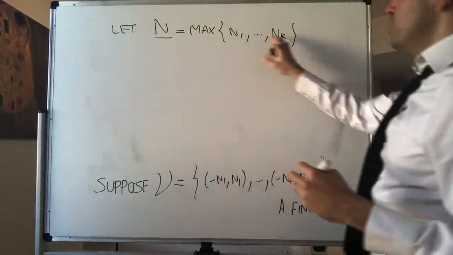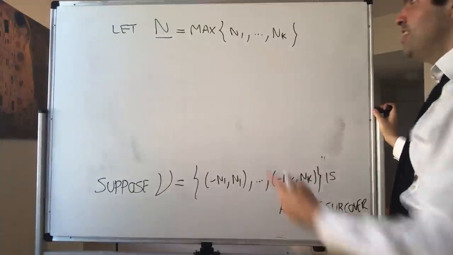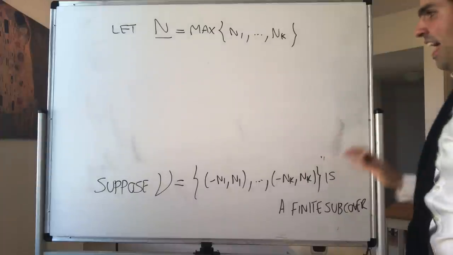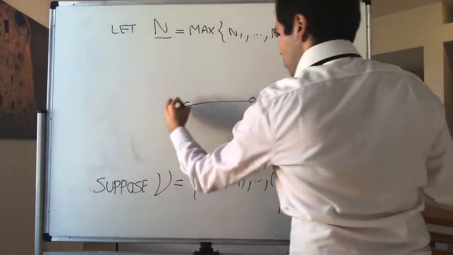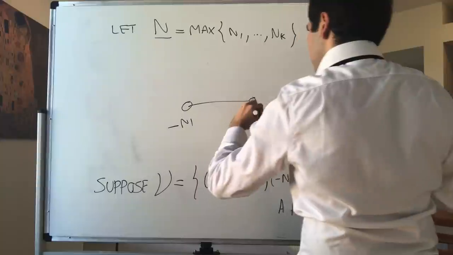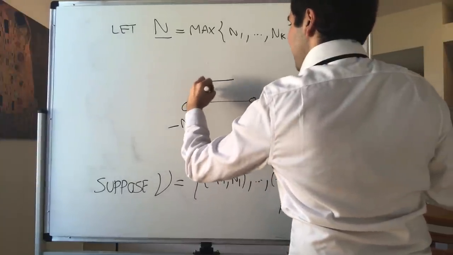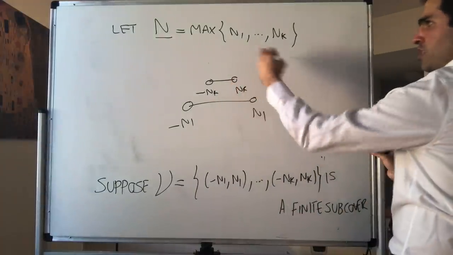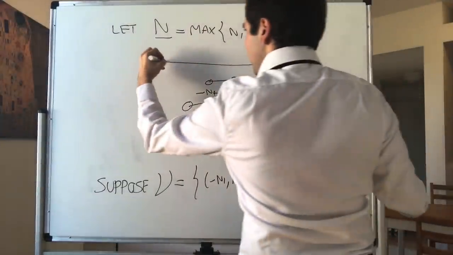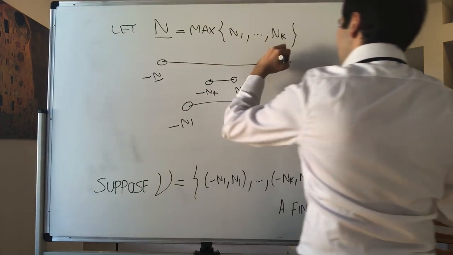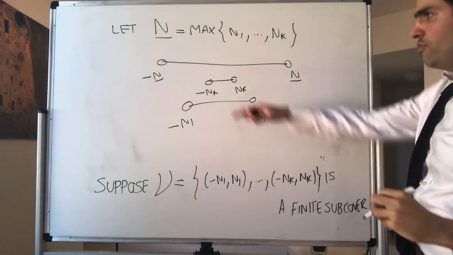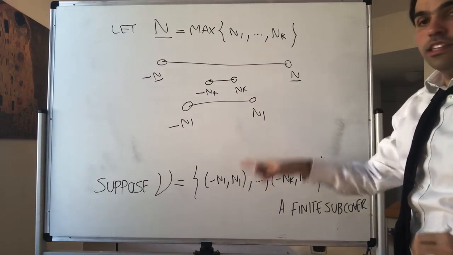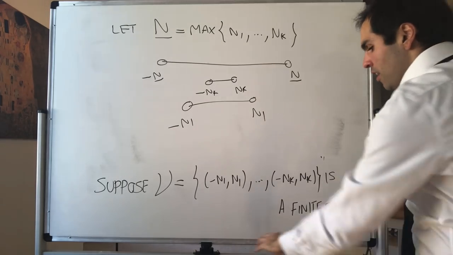And by the way, here's where we need the fact that we have finitely many numbers, because then we can just take the maximum. All right, then we have all those intervals, minus n_1, n_1, and then maybe minus n_k, n_k. But all those intervals are included in minus capital N, comma capital N. So in fact, if you take the union of all those intervals, you just get the interval minus capital N, comma capital N.